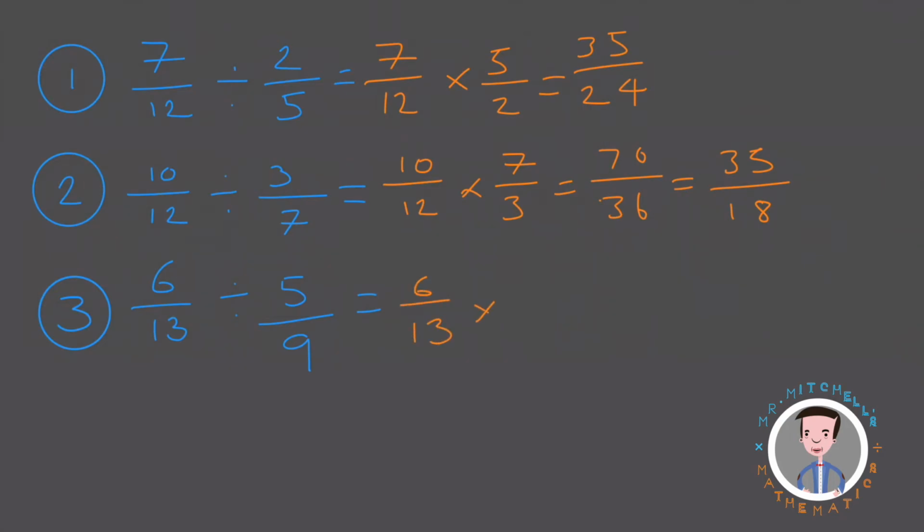6/13 times 9/5. This left me with 54/65.